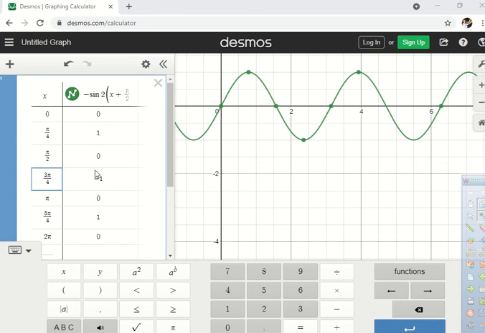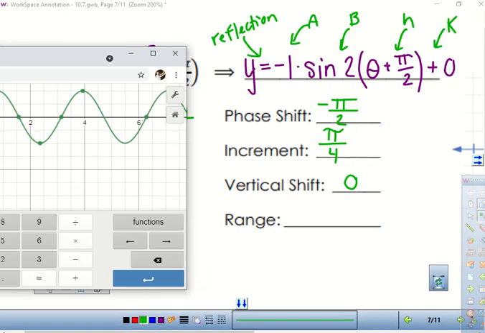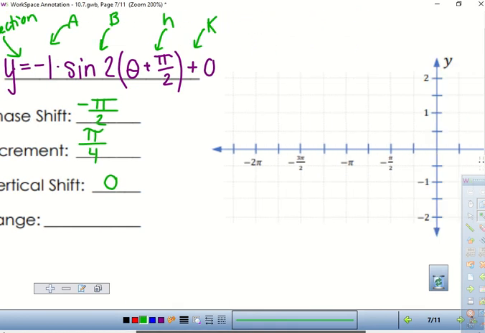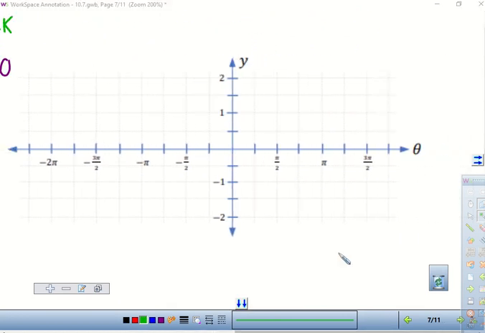So now that we have our table, I'm going to plot these values. My table tells me we start at 0, 0. Then we move on to pi over 4 up to 1. And then we come back down to 0, down to -1, 0, and then once we see our pattern, we can just continue it.